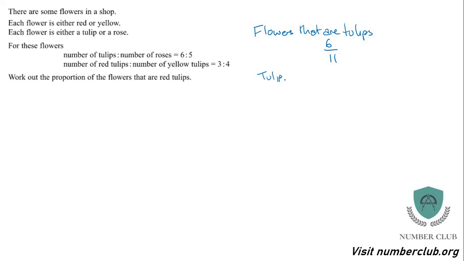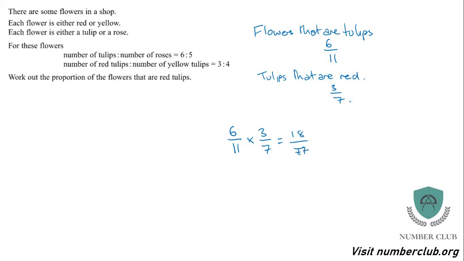Tulips that are red is 3 out of 7. So for a flower to be a red tulip, they need to be 6 out of 11 and then multiplied by 3 out of 7, because you've got 6 out of 11 chance that they're an actual tulip, and then after that you've got a 3 out of 7 chance that they're actually red. So it's a combination of those two probabilities, 6 out of 11 multiplied by 3 out of 7, which comes out as 18 over 77.